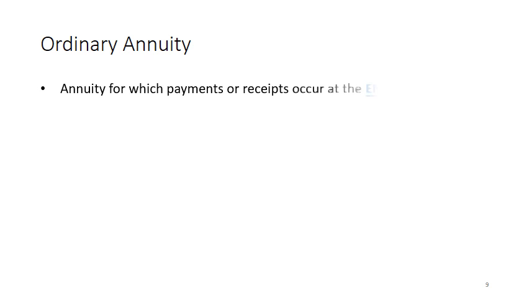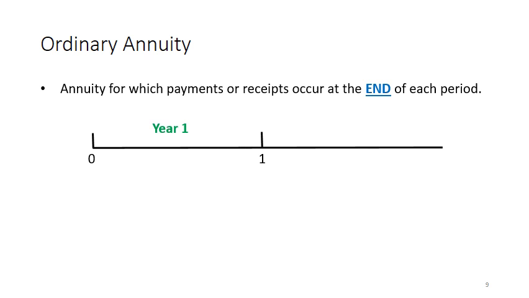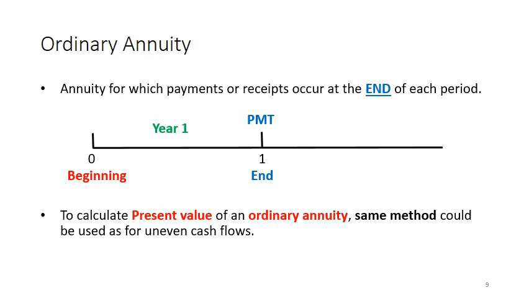Ordinary annuity. Annuity for which payments or receipts occur at the end of each period. So look at the timeline here. We look at year 1 period. 0 is the beginning of year 1 and 1 is the end. So for ordinary annuity, the cash flow occurs at the end of each period, so at the end of year 1 period. To calculate the present value of an ordinary annuity, the same method could be used as for uneven cash flow. It means that the uneven cash flow method you have learned can be applied here too.